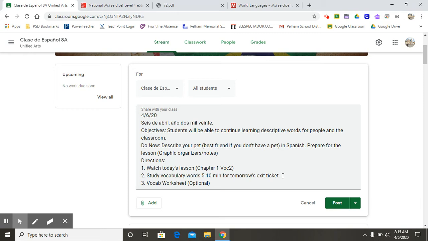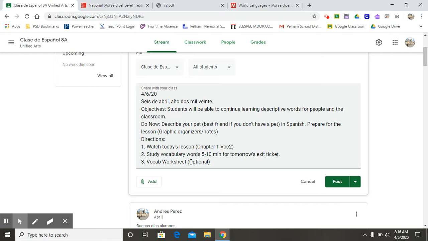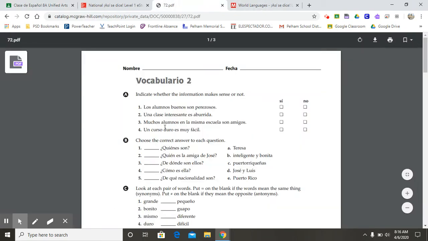It's going to be called an exit ticket. I'm going to assign it tomorrow, and I'm going to give you guys about a week to do it, all right? Or until the weekend. You will see it right here in this little corner. If you have any questions, let me know, okay? Should be pretty straightforward. All right. And then I have the vocab worksheet for you to do if you want to, optional, okay? Let's begin the lesson.